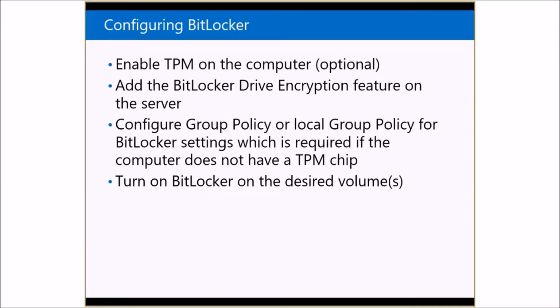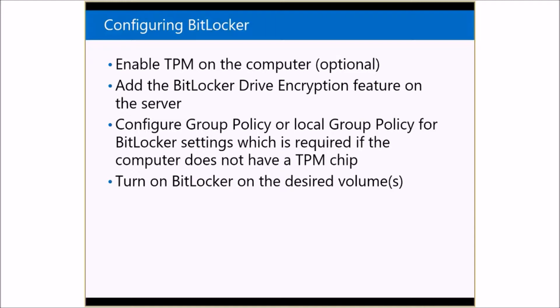So when we're configuring BitLocker, we can enable the TPM on a computer. This is optional. Obviously, if you want to use the TPM like we just talked about, you should. And then we add the BitLocker drive encryption feature on the server. For server-grade machines, this is probably very important. We've been talking about client machines, and it works on both client and servers. But obviously, if someone's got physical access to your server, oh my God, that's almost the worst case scenario. So we can put this onto our servers as well.